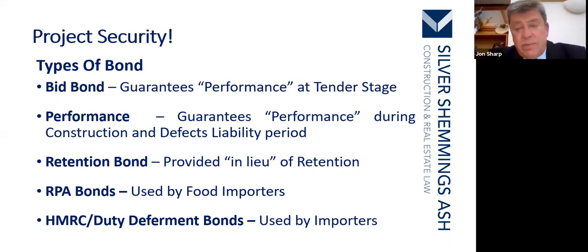Performance guarantees performance during the construction and defects liability period. Fairly straightforward. You can get a retention bond. They're provided in lieu of a party keeping monies back, because they will say you haven't finished the work. RPA bonds, they're used for food importers, basically to guarantee the goods will arrive in fit and proper condition for human consumption, etc. And you can get HMRC and duty deferment bonds, but they're used by importers just in case they paid the wrong amount of tax to the revenue.